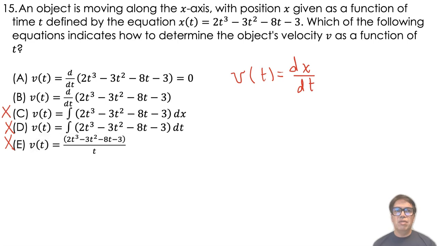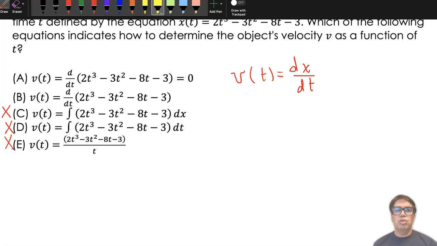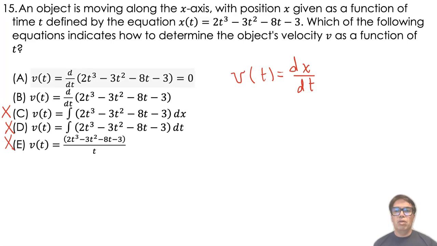Now, consider the fact that they're not asking you to find at what time this velocity is equal to 0. They are just asking you for the function of velocity. Therefore, it shouldn't be option A. It should be option B.